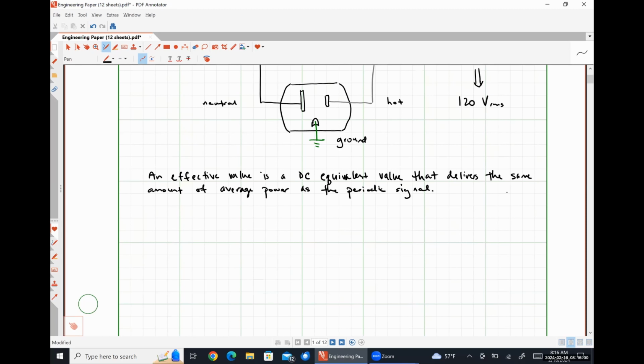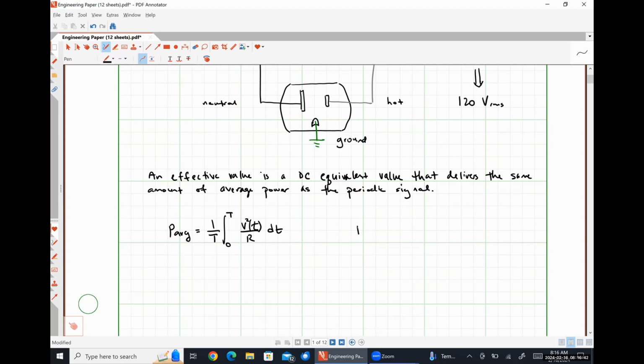So let's say that I'm dealing with a simple resistive load, okay? So the average power delivered to a resistive load is going to be 1 over the period times the integral over 1 period of the time varying voltage squared divided by the resistance value, in terms of a voltage waveform.